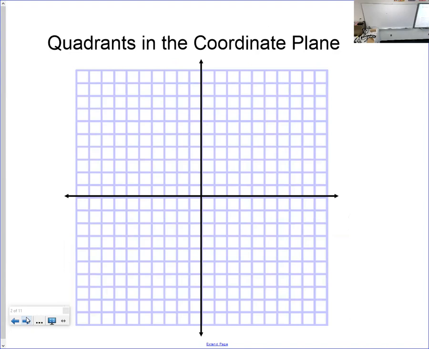Quadrants in the coordinate plane. You guys remember how we list our quadrants? Yeah, the top right one is 1, 2, 3, and 4. IV, right? 4. And what distinguishing characteristics of each quadrant do we have? So what's the distinguishing characteristic of the first quadrant?